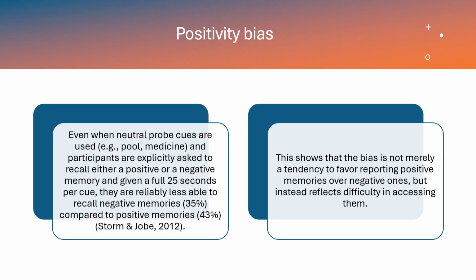And we find that even when neutral cue words or probe words are used, so even when we give people words like pool and medicine, and participants are explicitly asked to recall either a positive or negative memory and given a full 25 seconds per cue, they are reliably less able to recall negative memories compared to positive memories. So this shows that the positivity bias is not merely a tendency to favor reporting positive memories over negative ones, but it actually reflects difficulty in accessing them.